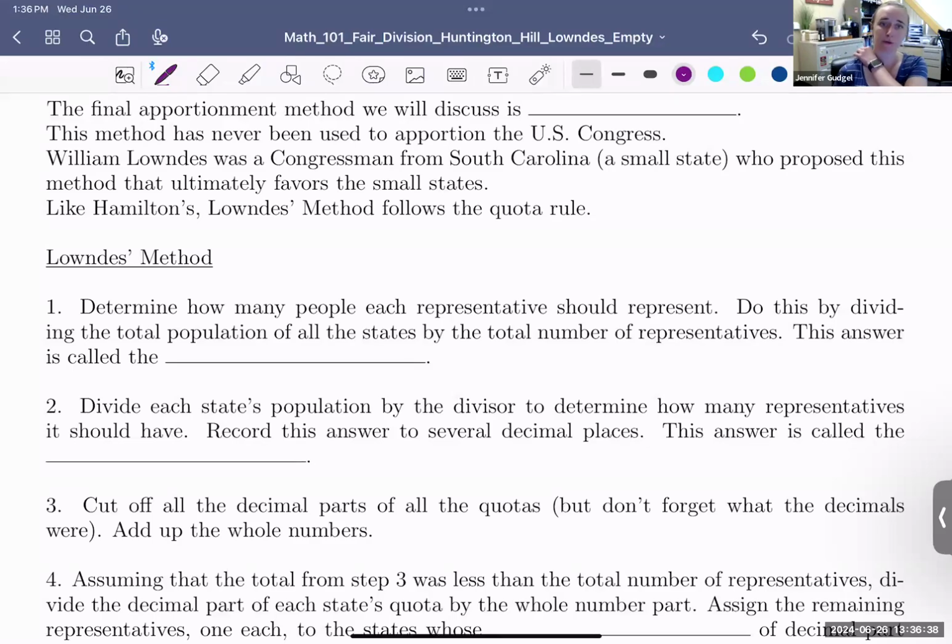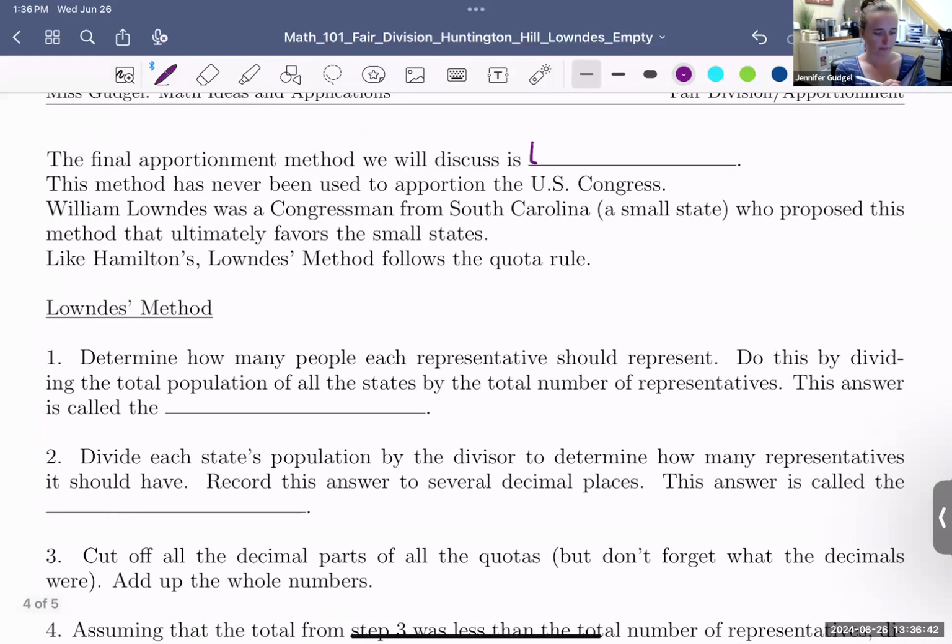We've made it to our final apportionment method. This method is called Lowndes method. All right, Lowndes method is one that was actually never used for apportionment in the US Congress.